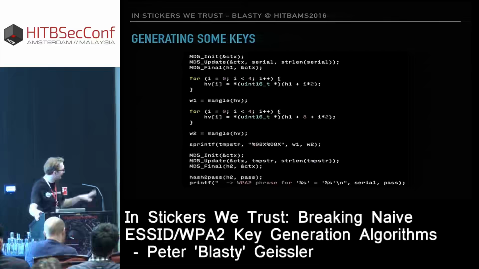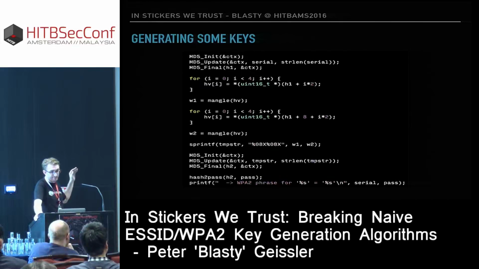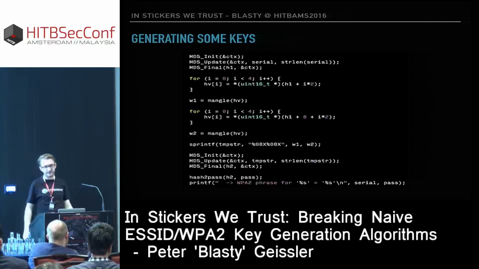Anyway, so then the rest of the body of the cracker tool initializes an MD5 thing, copies some byte into an array, and calls a function which we call mangle. Then it concatenates 2 numbers, then makes another MD5 sum, and then there's a function which we call hash to pass, which does the final pass and generates the WPA2 phrase.